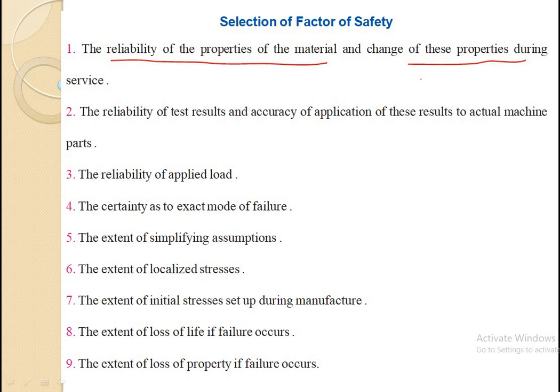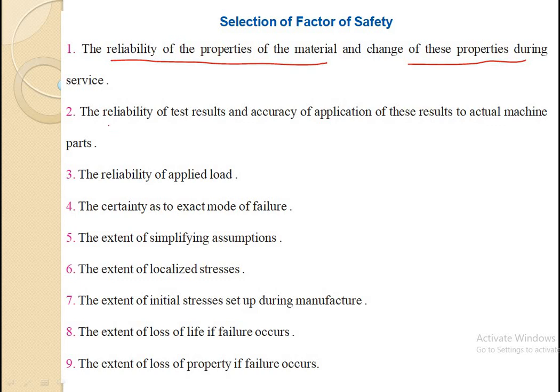If these kinds of considerations and factors are there, then by considering these factors, we have to select a particular factor of safety for that material. Okay, that is the reliability of the properties of the material and change of these properties during its service. This is the parameter on which the factor of safety depends.